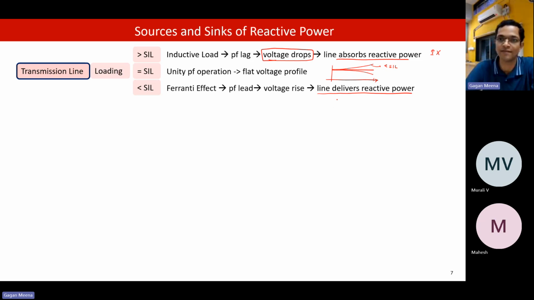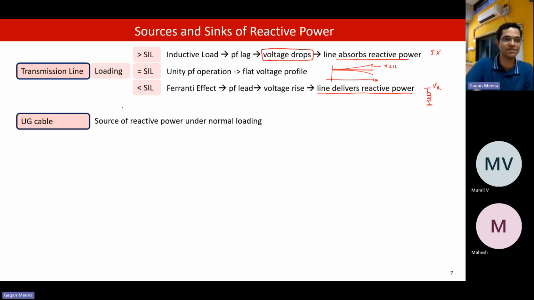If the voltage has increased and we want to bring it back to its nominal value, then we need to absorb the reactive power which is being delivered by the line itself. For that, we use shunt reactors. We connect a shunt reactor at the receiving end to bring the voltage back to its nominal value. So this is the transmission line.